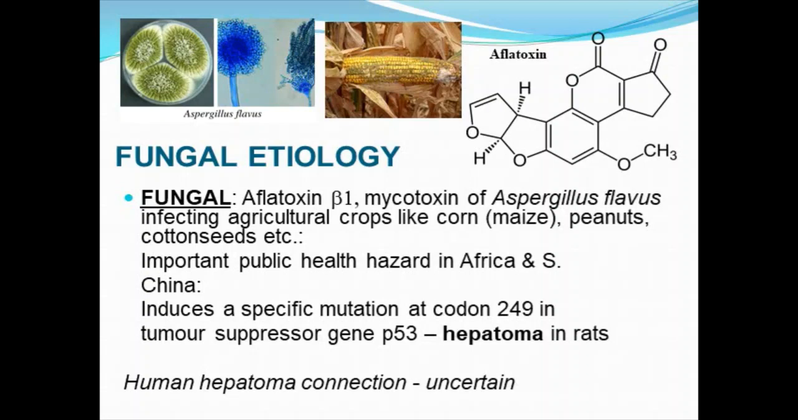Now coming to fungal etiology, aflatoxin B1 is a mycotoxin of Aspergillus flavus infecting agricultural crops like corn, that is maize, peanuts, cotton seeds, etc. It's an important public health hazard in Africa and South China. It may induce a specific mutation at codon 249 in the tumor suppressor gene P53 and may cause hepatoma in rats. The human hepatoma connection is still uncertain, but it may be involved in human hepatoma also.